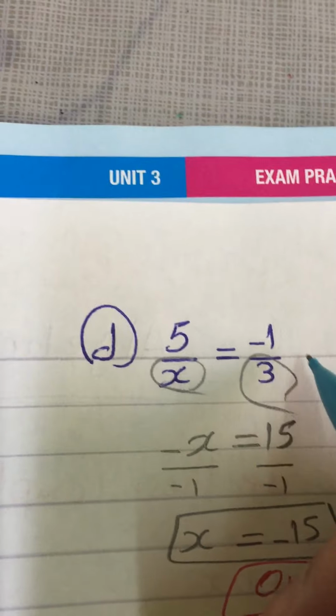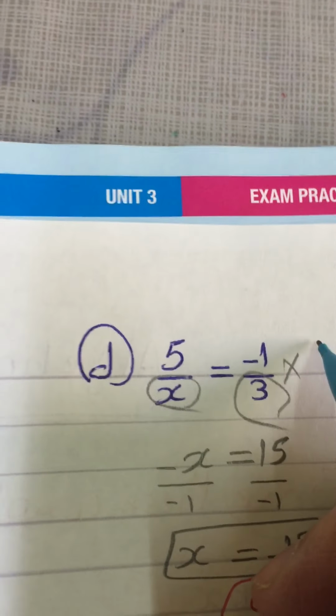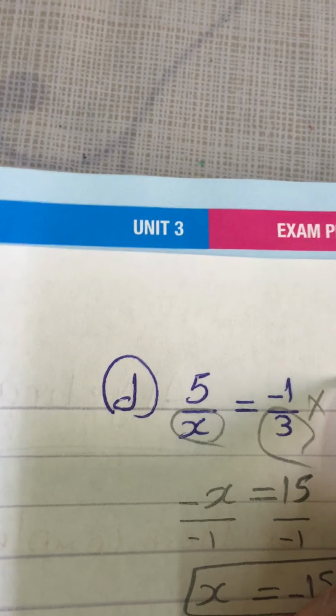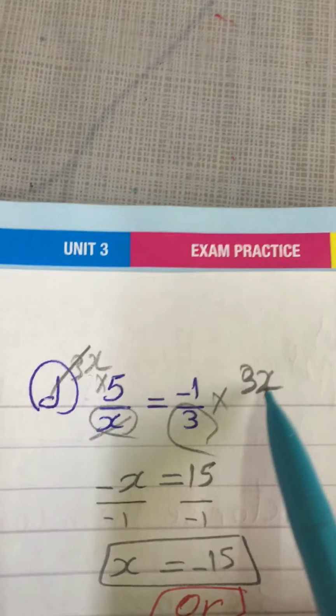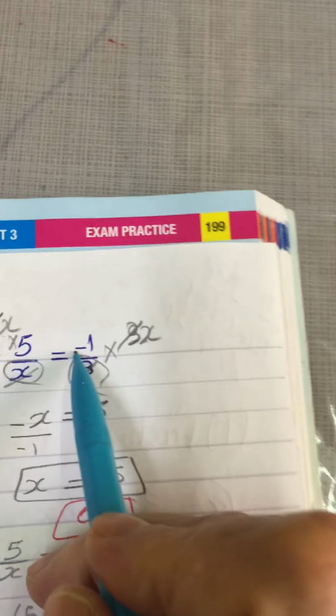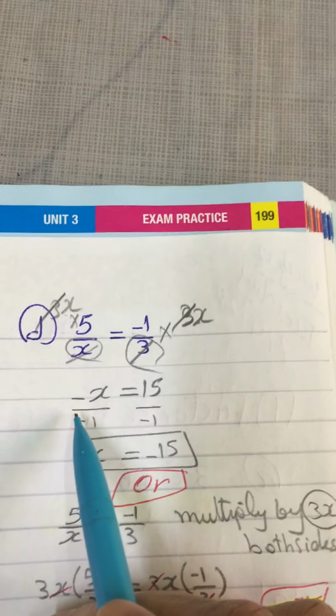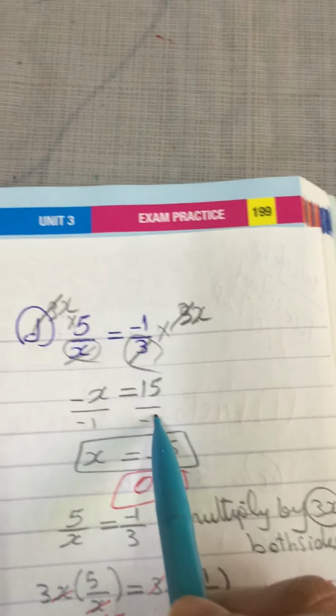I do it in my mind: times 3x, and also here times 3x. I'll cancel x with x, so what's left? 5 times 3 equals 15, and here cancel 3 with 3, so what's left? Negative 1 times x. So I have here negative x equals 15.